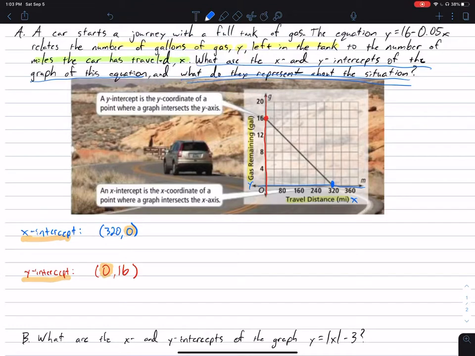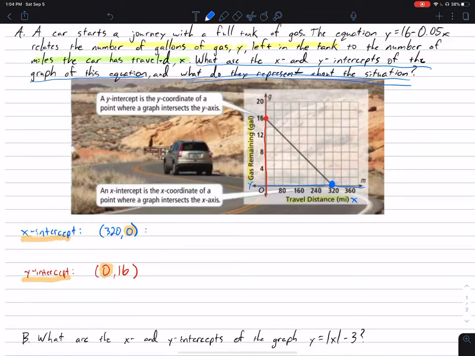Now let's answer the second question. What do they represent about the situation? All right, so what do the X and Y intercepts actually tell us in this specific problem? Well, going back to our X-intercept down here, what does it show me? Well, 320 miles into my trip, something is going to happen. What is that? Well, the gas remaining is 0.